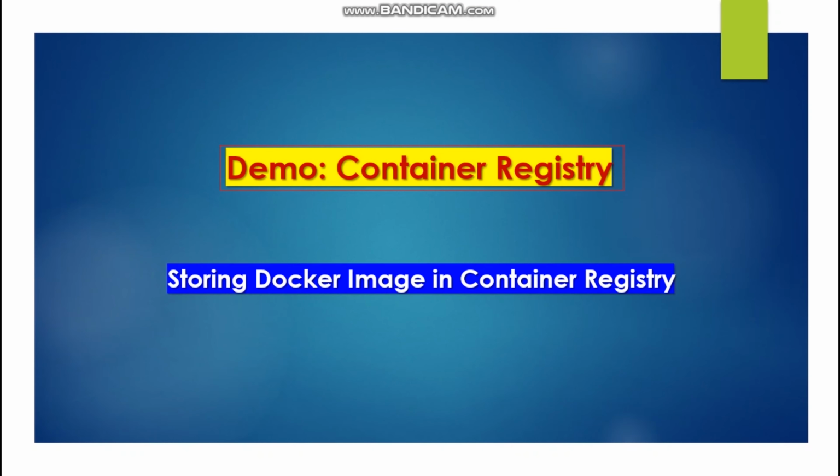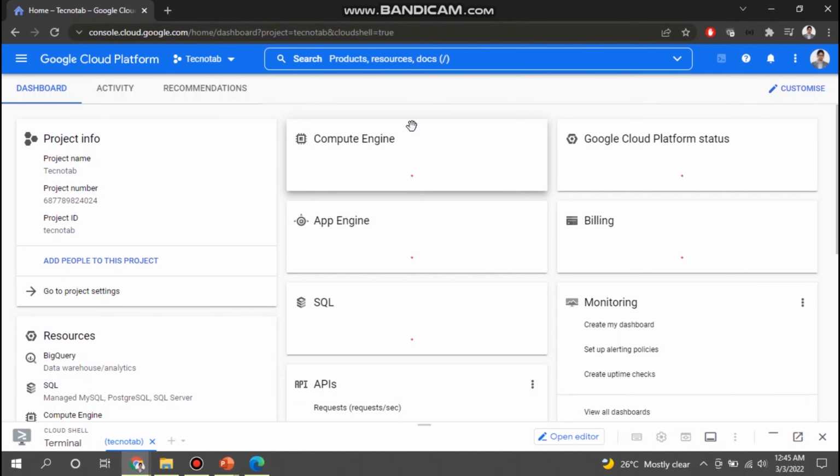All right, let's have a demo on container registry. In this demo we will be storing a Docker image in the container registry. We will get a Docker image, make some changes in that image, and after that we will push that image to the container registry. So let's go to our Google Cloud Console.